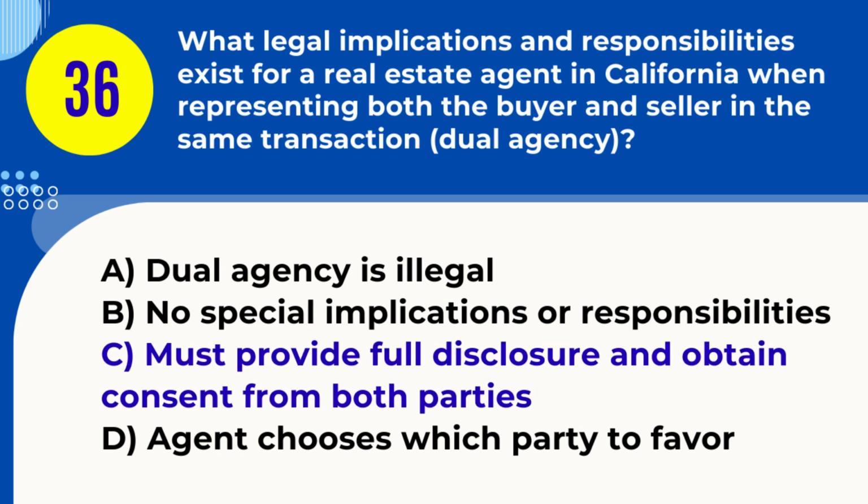Answer. C. Must provide full disclosure and obtain consent from both parties. Explanation. In California, a real estate agent representing both the buyer and seller, dual agency, must provide full disclosure of the dual relationship and obtain written consent from both parties, ensuring unbiased representation.